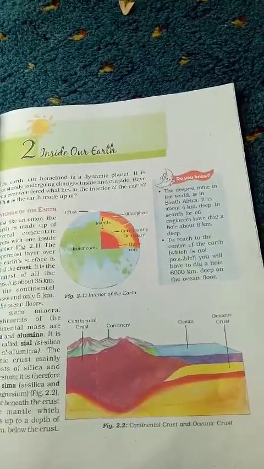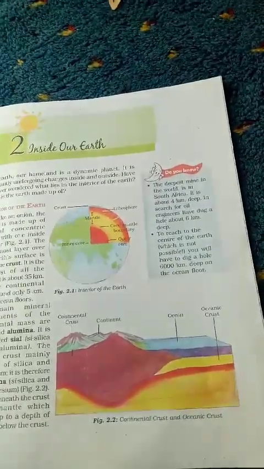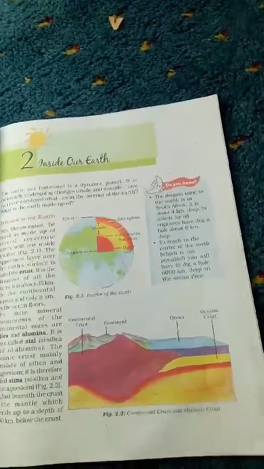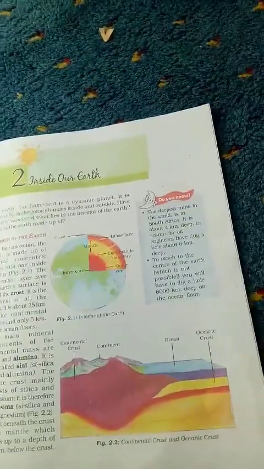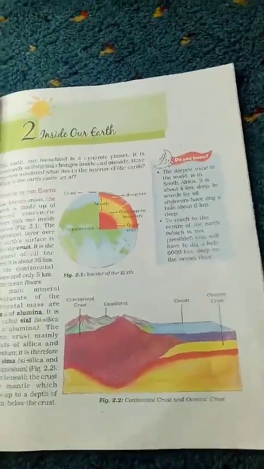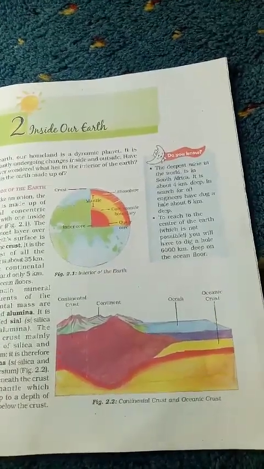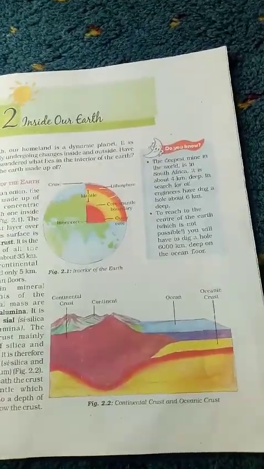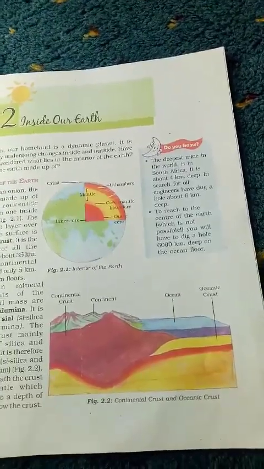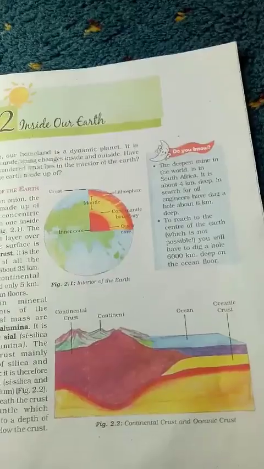Well, our today's lesson is about inside our earth. The earth is our homeland. It is a dynamic planet. It's constantly undergoing changes inside and outside. Have you ever wondered what lies in the interior of the earth? What is the earth made up of? Well, our today's lesson is about the interior of the earth.